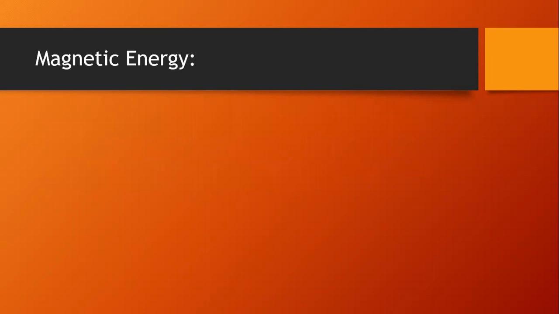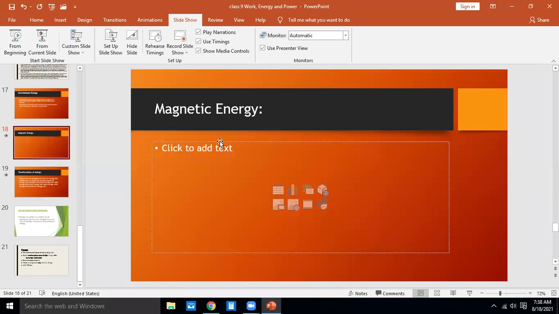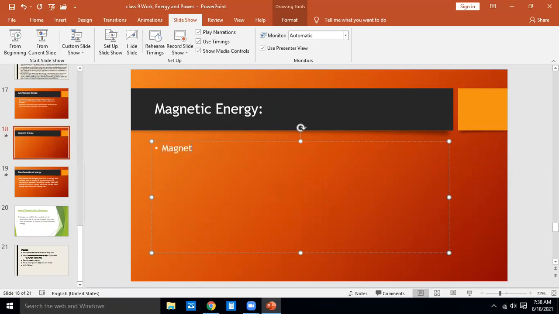Now, afterward, I'm going to discuss magnetic energy. What is magnetic energy first? Before discussing magnetic energy, you must know what a magnet is. What is a magnet? What is a magnetic substance? Substances are also called materials.